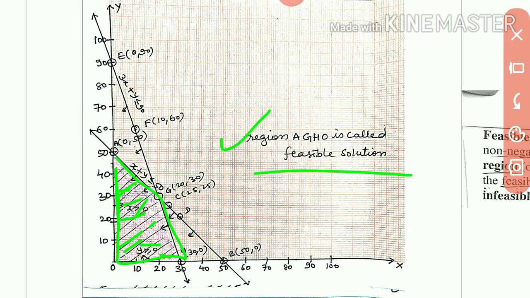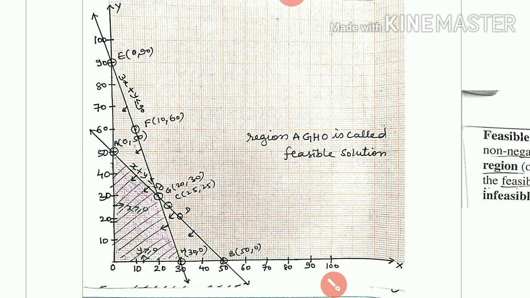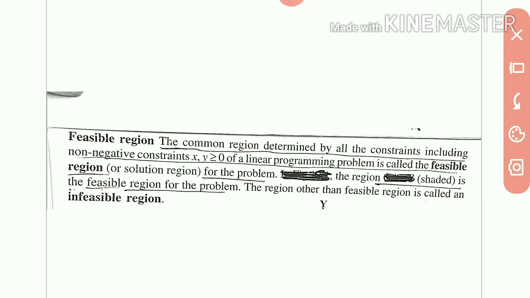Now I will give you the definition of feasible solution. What is the feasible solution? First we have feasible region: the common region determined by all the constraints including non-negative constraints x and y greater than equal to 0 of a linear programming problem is called the feasible region, or we can say solution region, or we can say feasible solution for the problem. The region shaded is the feasible region for the problem. The region other than feasible region is called an infeasible region. So all of you understand the feasible region.